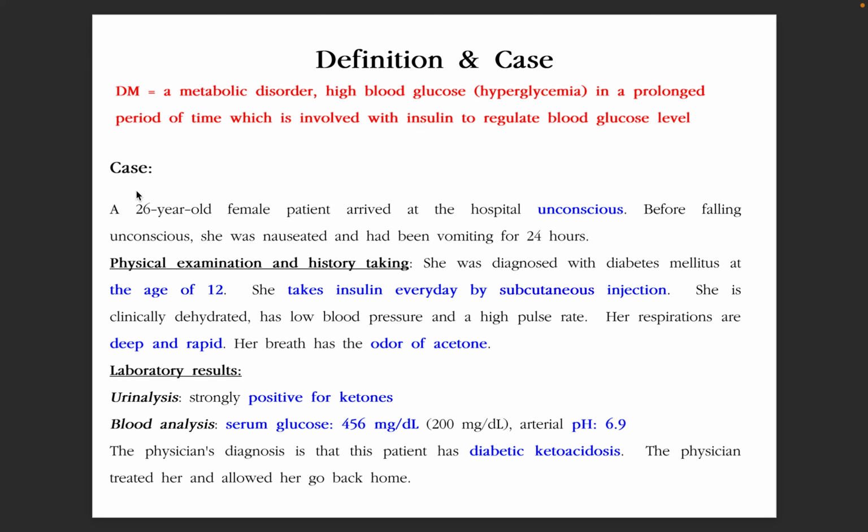Here is the case: a 26-year-old female patient arrived at the hospital unconscious. She had been diagnosed with diabetes mellitus since she was 12 years old, and every day she injects insulin subcutaneously. Her blood pressure was low with a high pulse rate. Her respiration was deep, rapid, and with an acetone smell. Laboratory tests confirmed the presence of ketones in her urine, high serum glucose, and low blood pH. Diabetic ketoacidosis was confirmed and treated before discharging her to home.